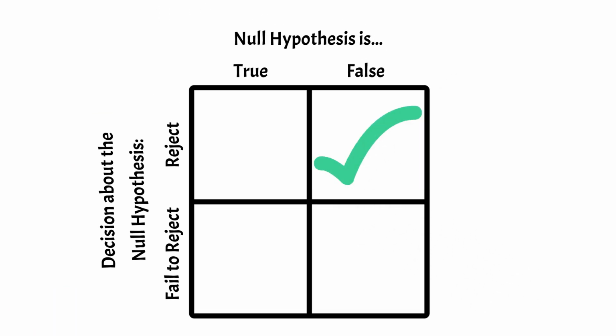In our grid, this would be in the upper right-hand corner. The null hypothesis was false. Remember, the null hypothesis said there was no difference, but in scenario number 1, there was a difference. If the null hypothesis was false and we rejected it, then that would be the right decision. We would reject that which is false, and so everything's good in scenario number 1.